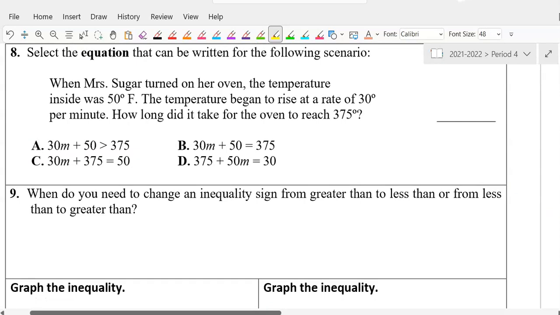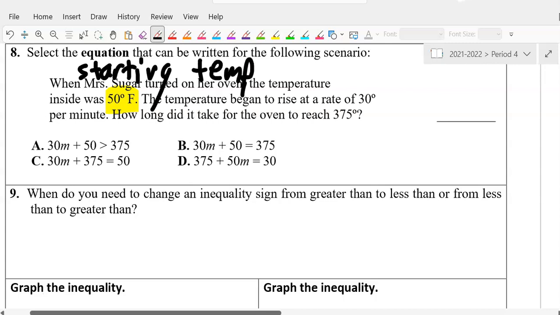When Mrs. Sugar turned on her oven, the temperature inside was 50 degrees. What does that tell us? That's the starting number? Yeah, that's our starting number. And there's going to be a special word for that. We could write that. Our starting temperature, right? Okay, write this down, everybody. And what is our word for that? Starts with a C. The word we use for this is a constant.